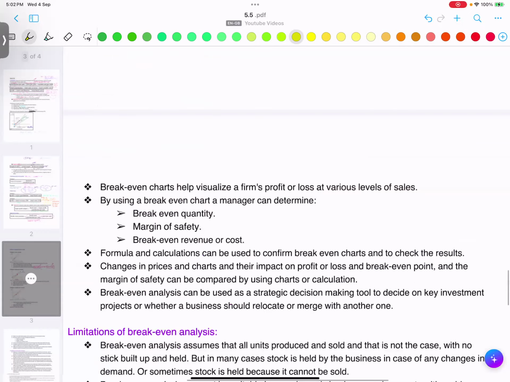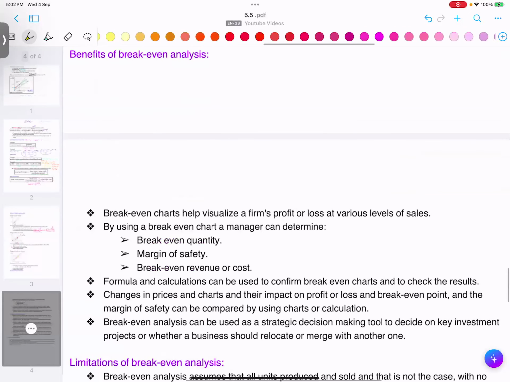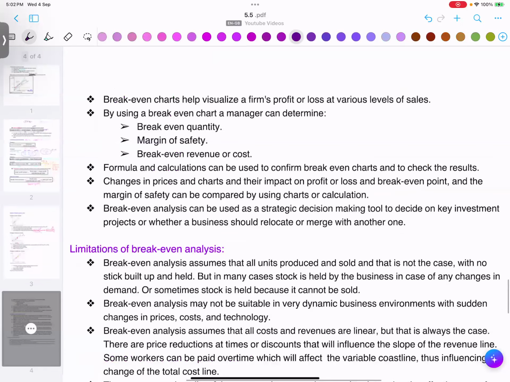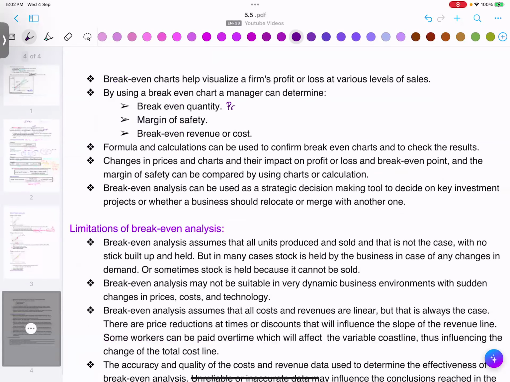So now we're going to begin analyzing this. Break-even charts help visualize a firm's profit or loss at various levels of sales. And we actually saw this in all of the charts. By using a break-even chart, a manager can determine the break-even quantity, so when the profit is zero, how much a firm needs to sell, right?